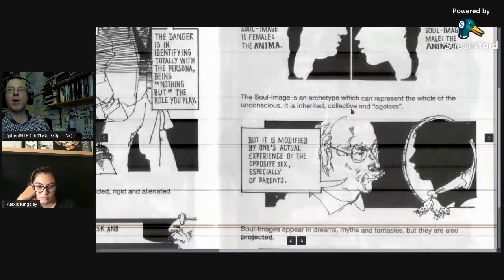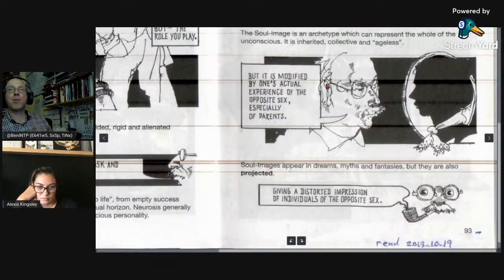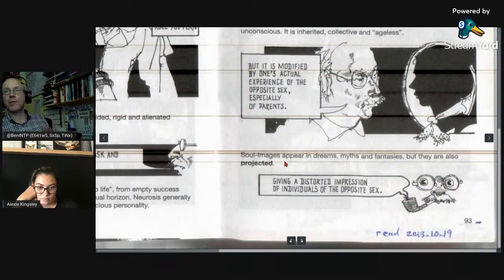The soul image is an archetype which can represent the whole of the unconscious. It is inherited, collective, and ageless. But it is modified by one's actual experience of the opposite sex, especially of parents. Soul images appear in dreams, myths, and fantasies, but they're also projected, giving a distorted impression of individuals of the opposite sex.